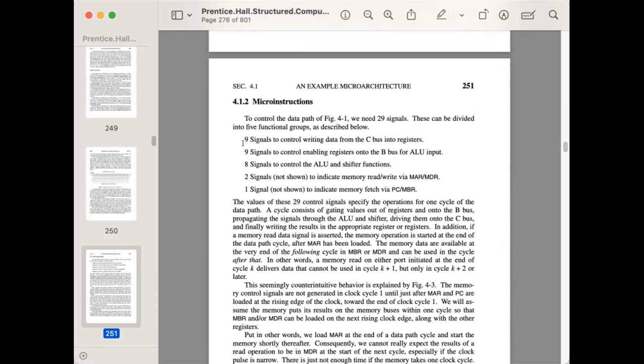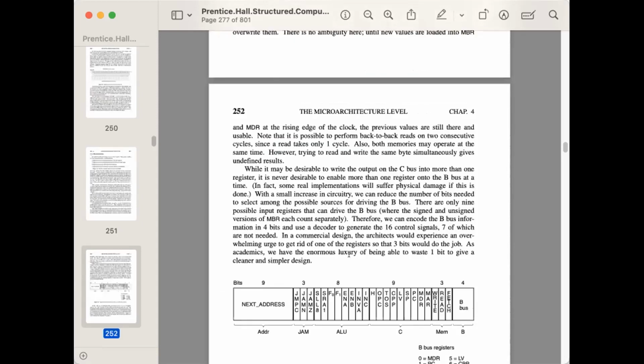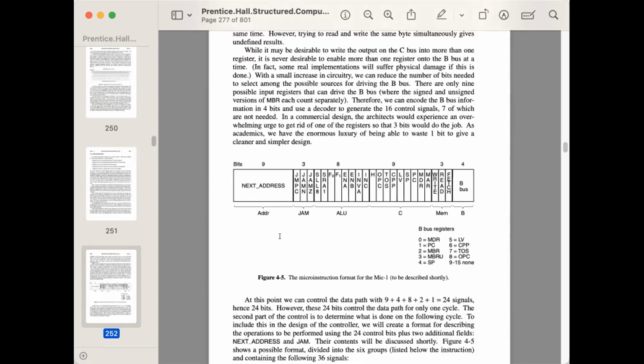So there are 29 signals. We have 9 signals to control writing data from the C bus into the registers, then 9 more to enable the registers onto the B bus, which goes directly into the ALU input, 8 signals to control the ALU and shifter functions, and then 2 signals, which we don't have shown, indicate the memory read write. That's the MAR, MDR stuff. Then 1 signal to indicate the memory fetch, via the PC and MBR. So again, it goes through more on the example.